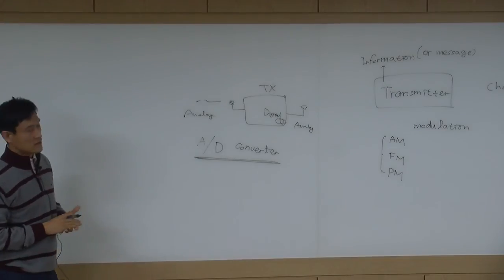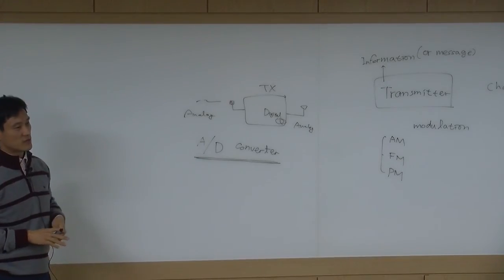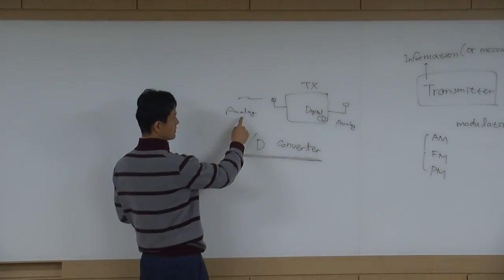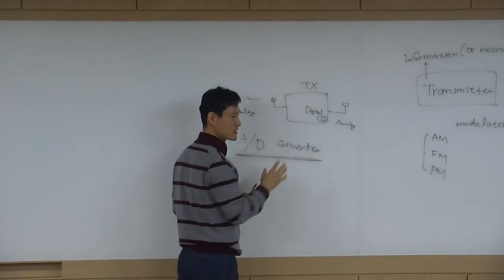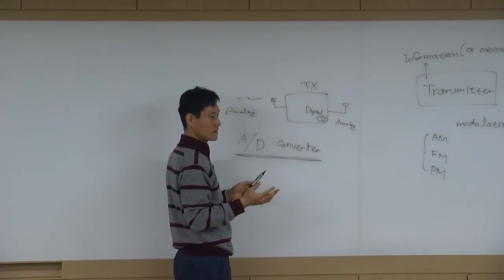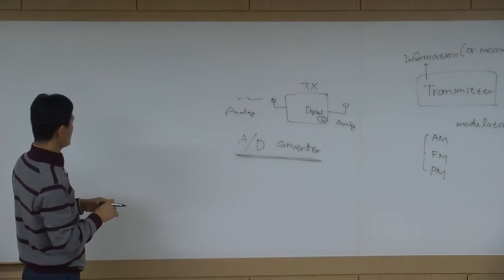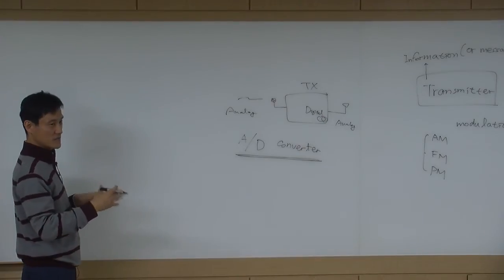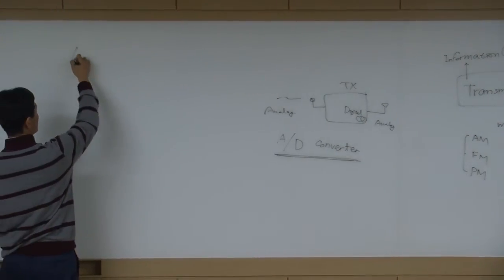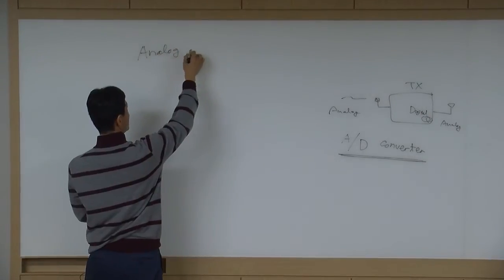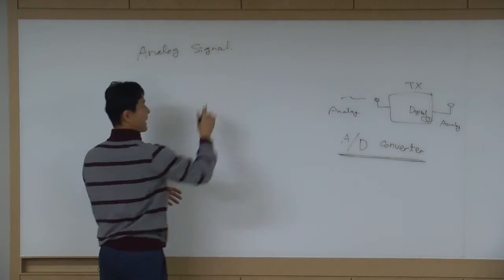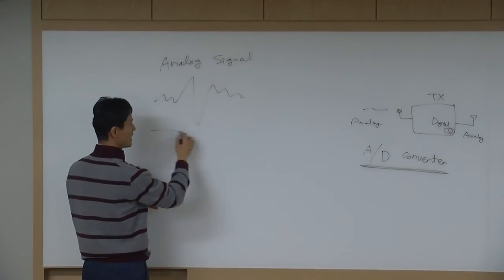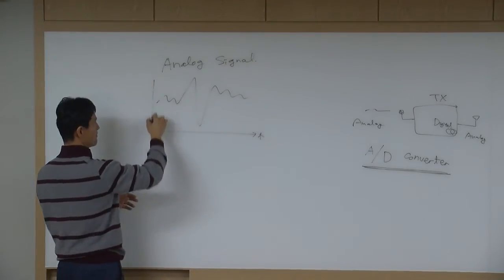What does this look like? What do you need to do in the A to D converter? What this does is change the analog to a digital signal. That's all it does, right? To understand that, we need to briefly look at the difference between an analog signal and a digital signal. So here's the analog signal. An analog signal is something like this. This is the time domain, and this is amplitude.